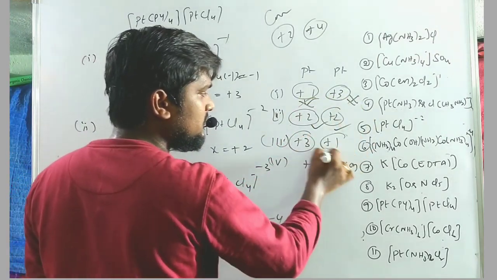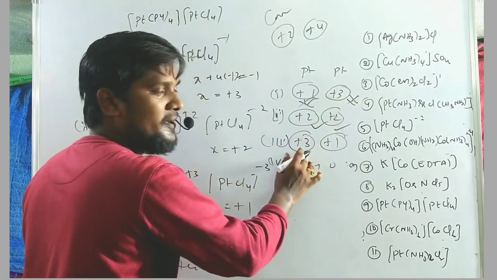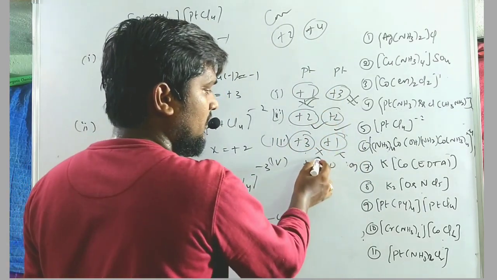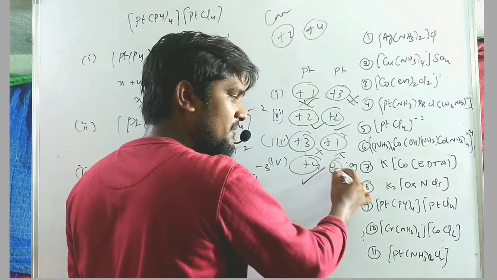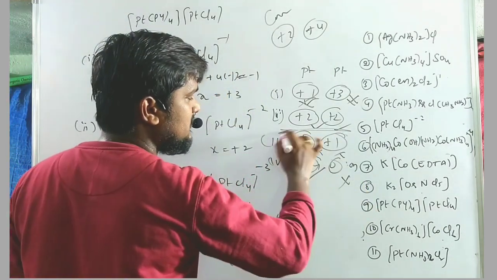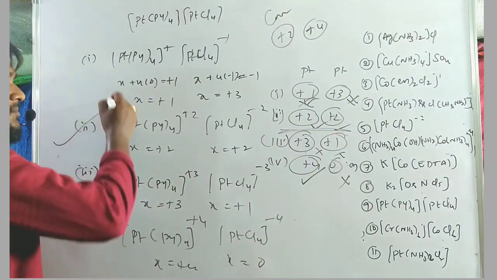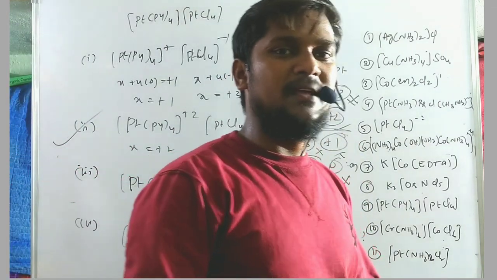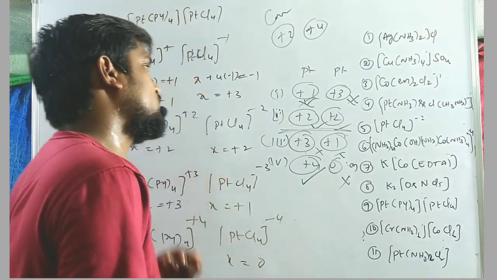The third option also, both are plus 3 and plus 1, and these two are also unstable. Here plus 4 is stable, but 0 is unstable. Among these four assumptions, the second one is correct. Here both metals carry plus 2 and plus 2 charges only.